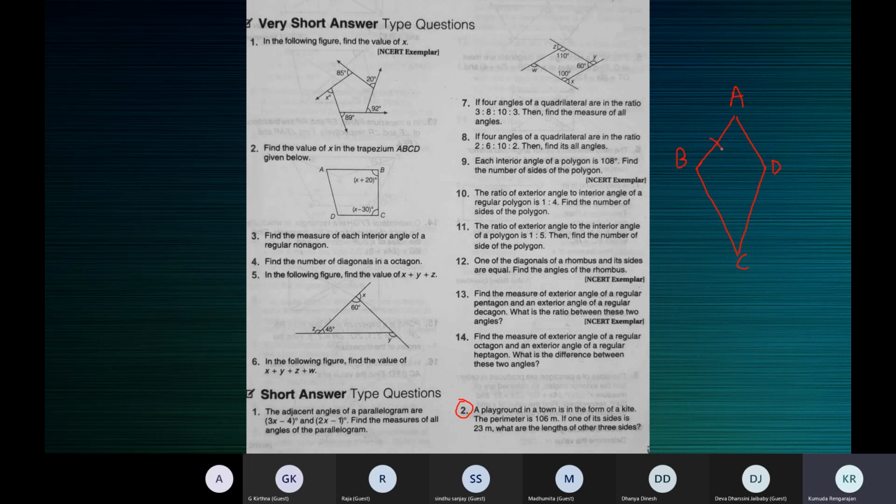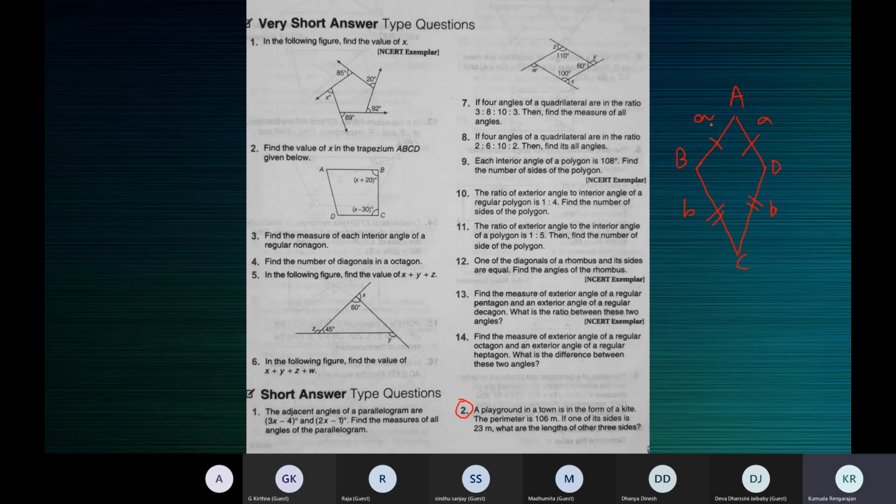So children, we know in a kite, adjacent sides are equal. Do we know that? Yes, ma'am. So in a kite, adjacent sides are equal. Okay, so let's call this side A. Let's call this side B and this one also B. Correct? This will help you present your answer very comfortably, easily.